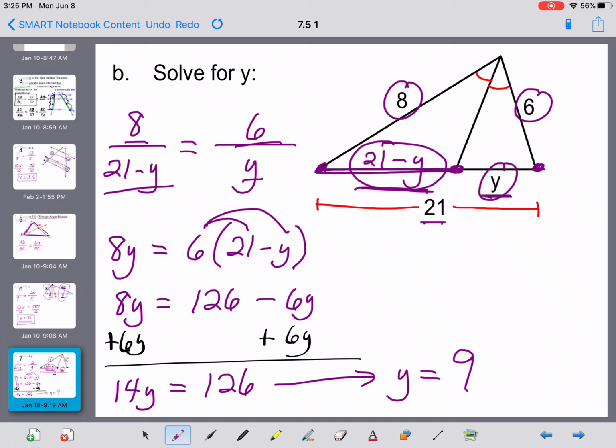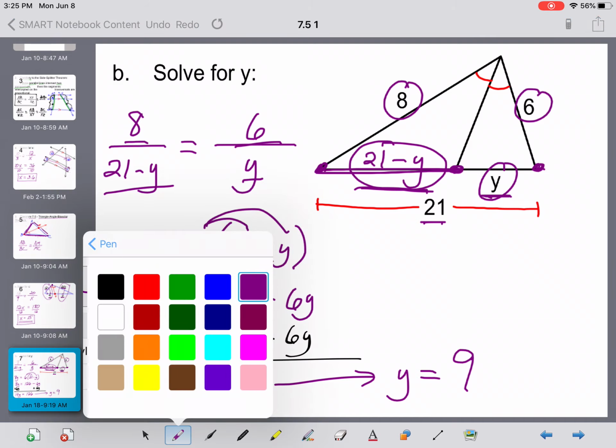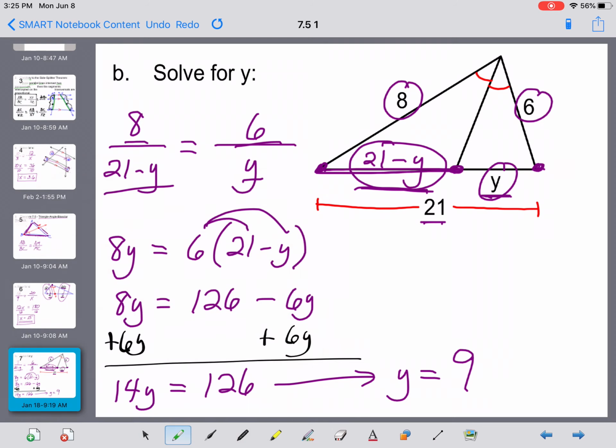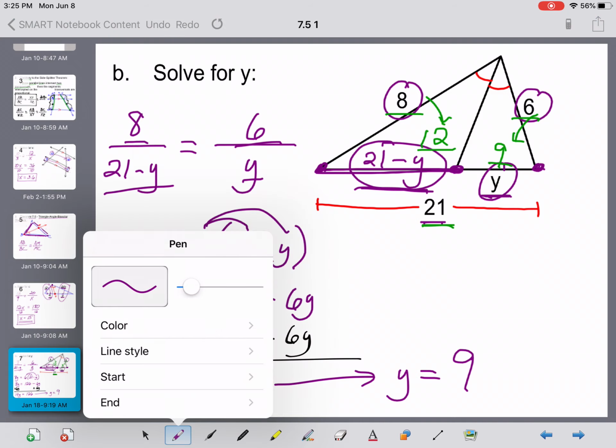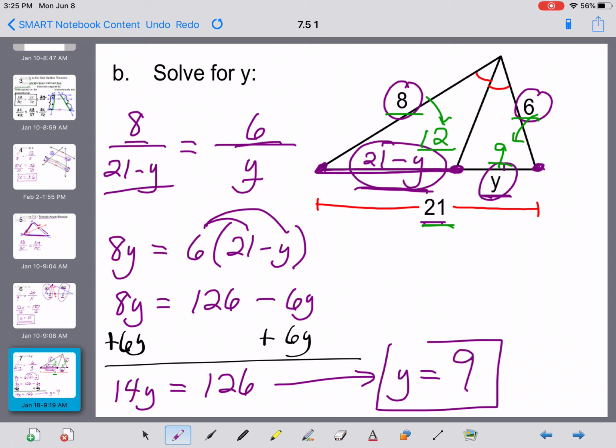Okay, let's take just a second and see if we can get this to work out. If y was 9 and this entire bottom side was 21, 21 minus 9 would be 12. Comparing the 8 to the 6, 8 is longer than 6, 12 is longer than 9. Looking this way, 8 is less than 12, 6 is less than 9. That answer there makes a lot of sense. So we're going to box that up and feel pretty good about our answer of y equals 9.